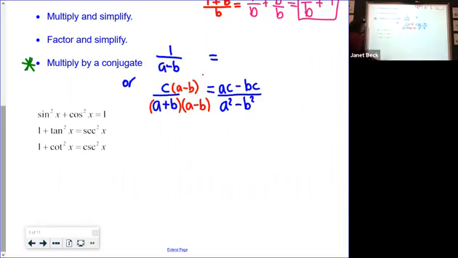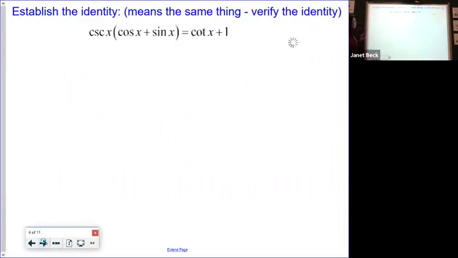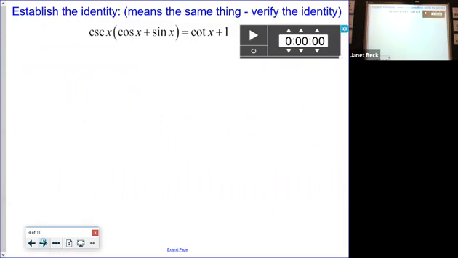Right, let's try some of these. We'll start with this one first. So I'm going to give you 2 minutes, see where you go. Remember the rules, remember which side to work with, which side to leave on its own. If you can't do it, it's okay, but please try.